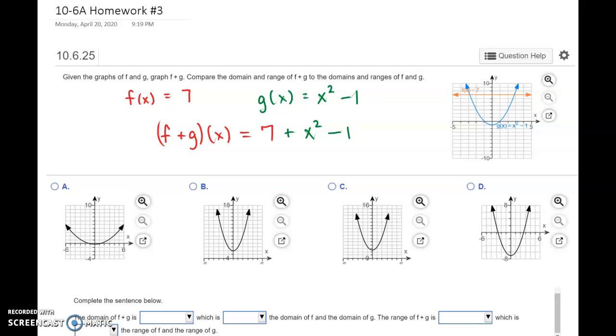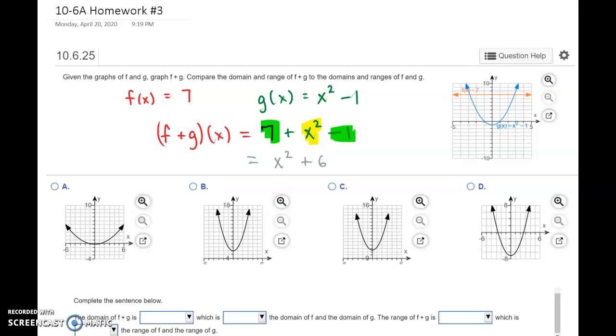x squared is my largest exponent, so usually when I write things in standard form, I start with my largest exponent, and so I would write x squared first for my final answer. But then I also have some like terms with my constant terms. My 7 and my negative 1 are both like terms, so I can add those together. 7 plus negative 1 would be 6. So my new parabola is going to be an x squared parabola, except shifted up 6 units.